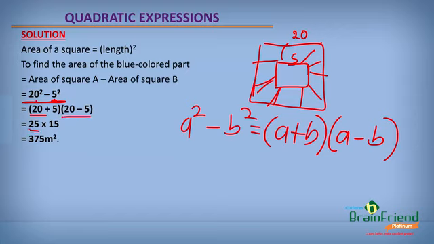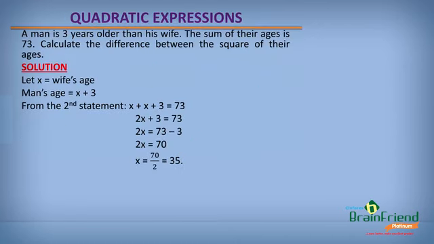20 plus 5 gives us 25. 20 minus 5 gives us 15. 25 times 15 is 375 meter square. So the area of the part colored blue is 375 meter square.